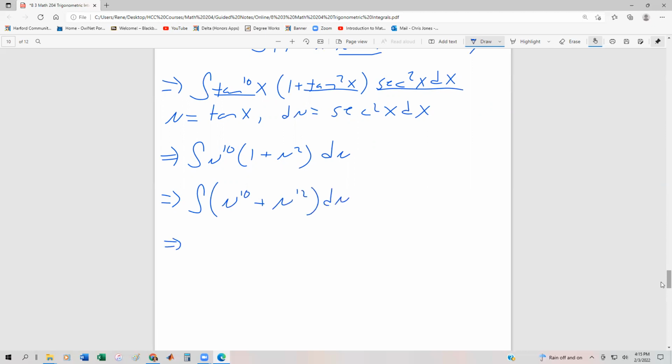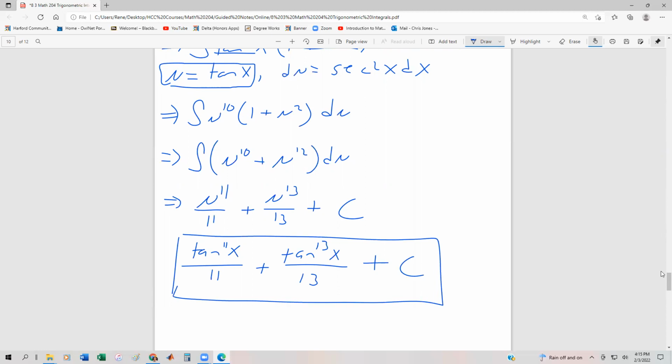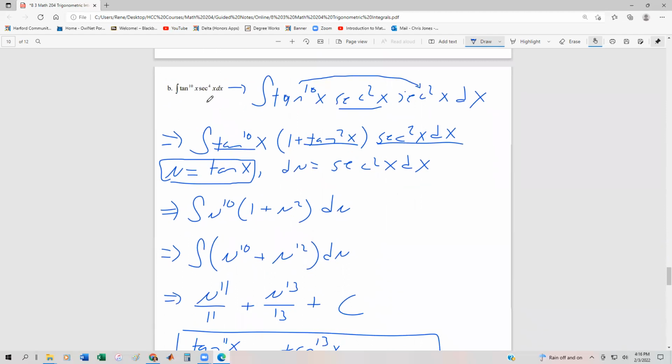And now if we evaluate, that becomes u to the 11th over 11, plus u to the 13th over 13, plus the constant of integration c. Recalling that u was tangent, this just becomes tangent to the 11th of x over 11, plus tangent to the 13th of x over 13, plus our constant of integration c. All right, so hopefully that wasn't too bad. Just making sure though that we're good with our identities, and it might take some trial and error when you're doing this.